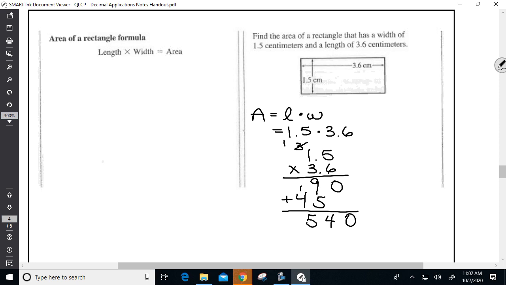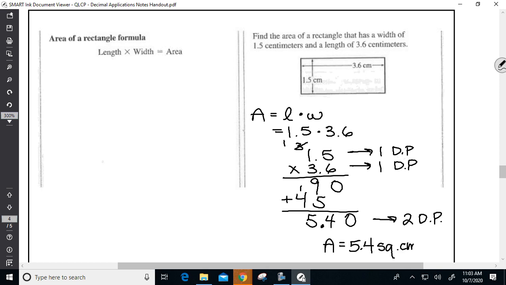You gotta put the decimal point in there. 1.5 has 1 decimal place. 3.6 has 1 decimal place. So your answer has to have 2 decimal places. So your area is 5.4, and that's square centimeters. Or you can write it as centimeters squared.